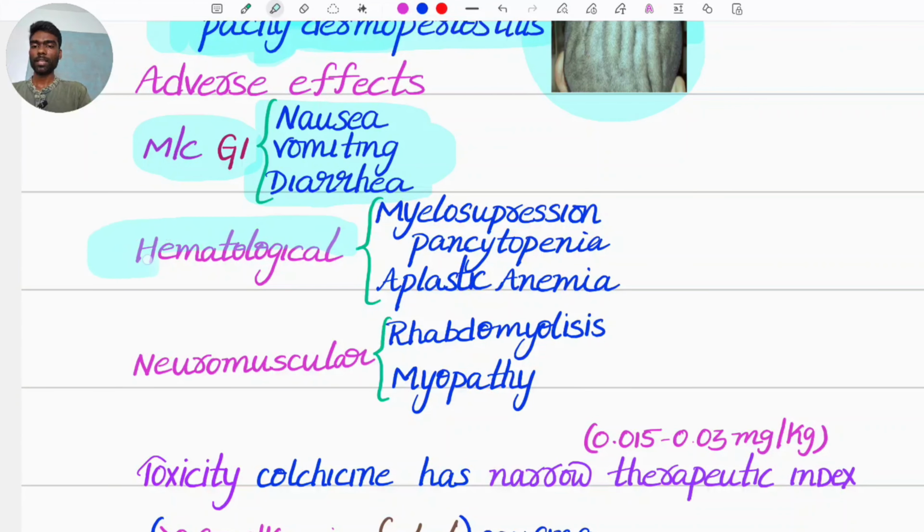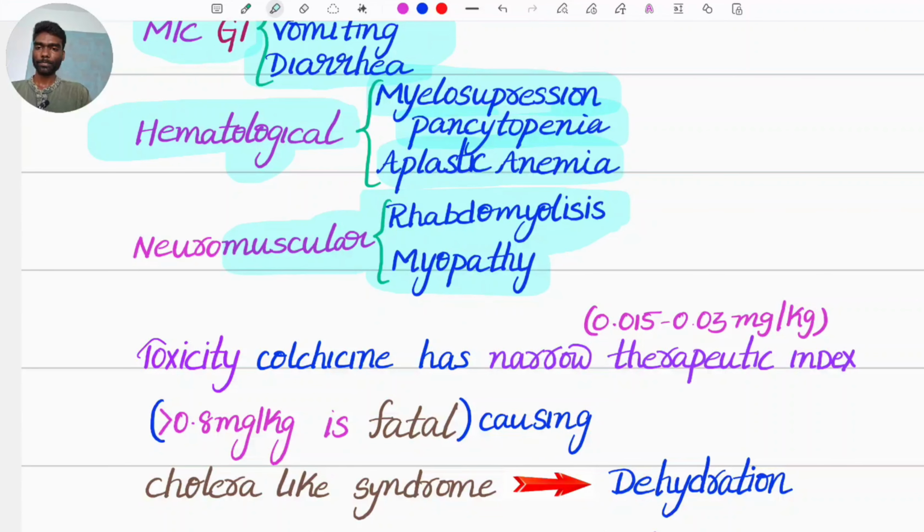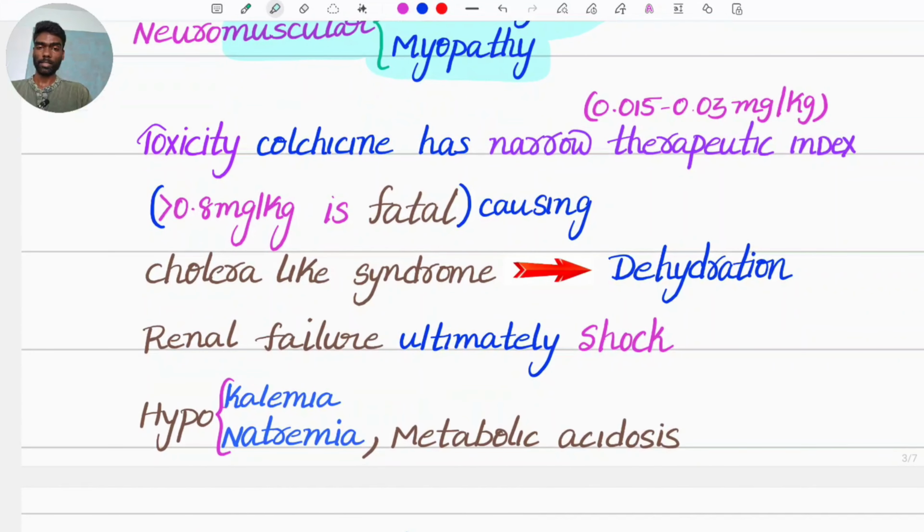Next, hematological adverse effects: myelosuppression. If bone marrow is suppressed, all the cells will be suppressed, leading to pancytopenia, ultimately aplastic anemia. Neuromuscular side effects: rhabdomyolysis, myopathy. Toxicity. Colchicine is a very toxic product. I already told you, the entire plant contains colchicine, so the entire plant is toxic.